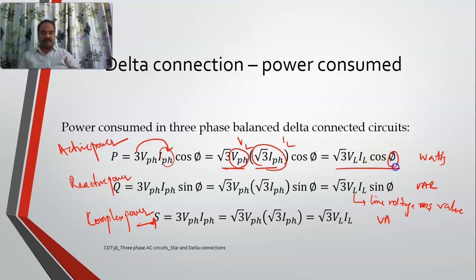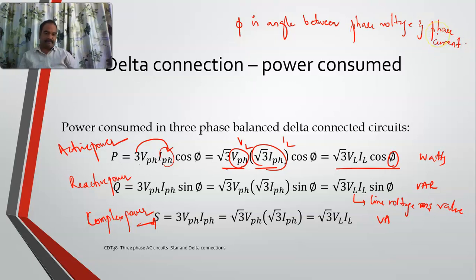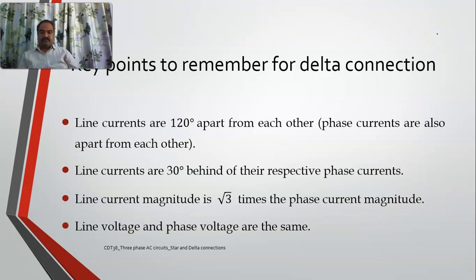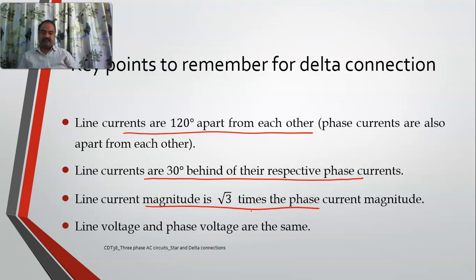And remember, phi is the angle between phase voltage and phase currents. Okay. Now the key things to remember: line currents are 120 degrees apart from each other. Phase currents are also 120 degrees apart from each other. Line currents are 30 degrees behind their respective phase currents. Line current magnitude is root 3 times that of phase current, whereas line voltage and phase voltage are the same.